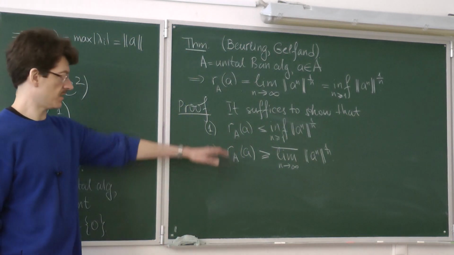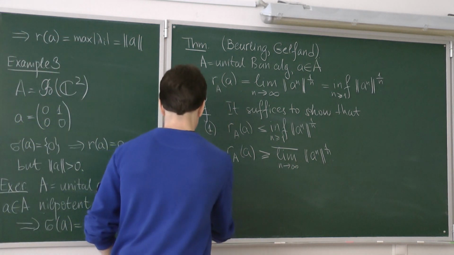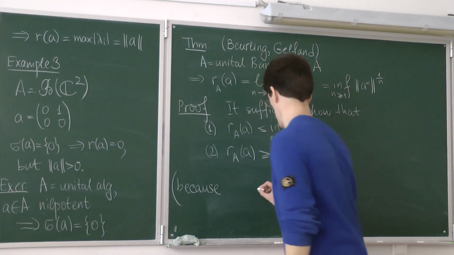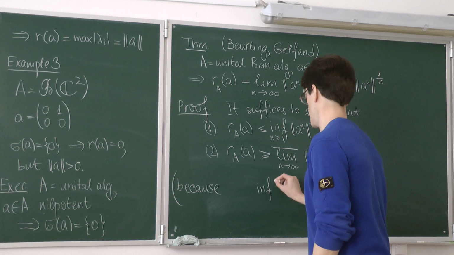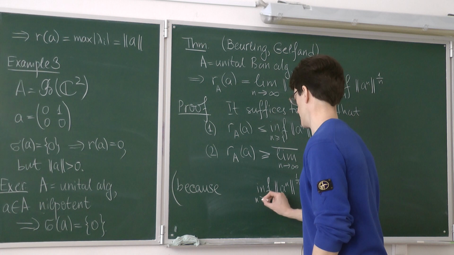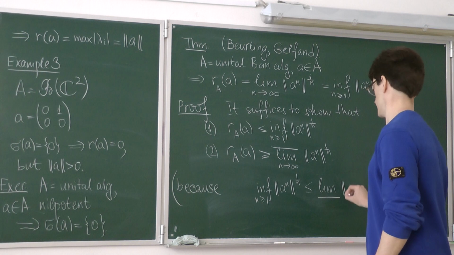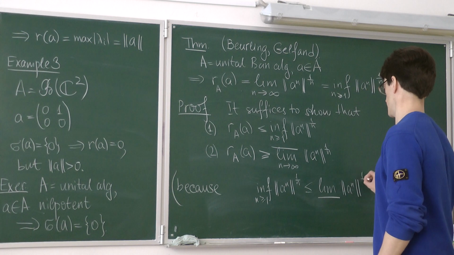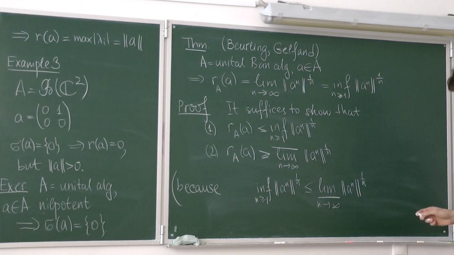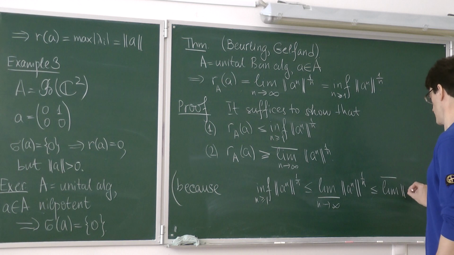If we prove these inequalities, then we are done, because in general we know that the infimum of any sequence of non-negative real numbers is less than or equal to the lower limit. This holds for each sequence of non-negative numbers. And the lower limit is less than or equal to the upper limit, again for each sequence of real numbers.